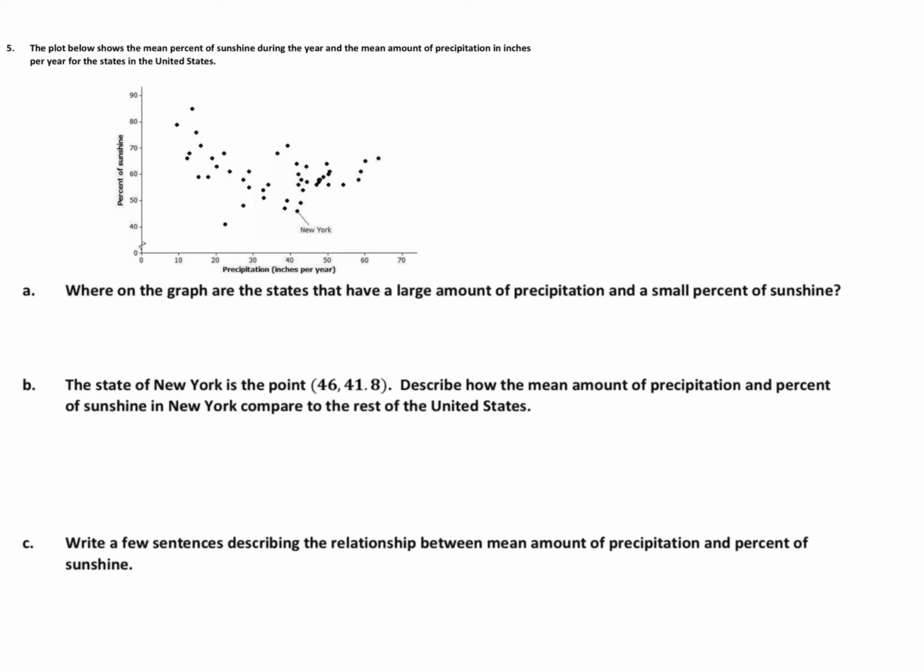The plot below shows the mean percent of sunshine during the year and the mean amount of precipitation in inches per year for the states in the U.S. Where on the graph are the states that have a large amount of precipitation and a small percent of sunshine?